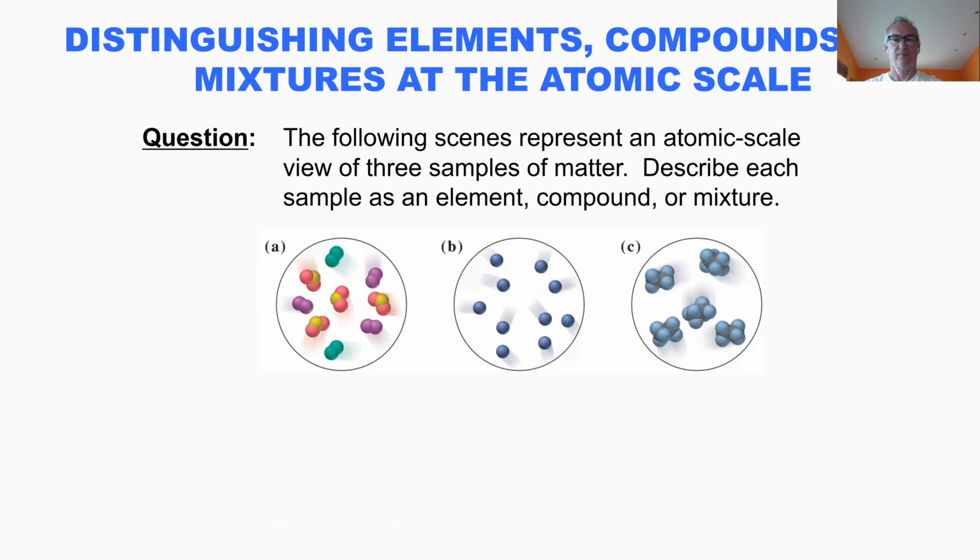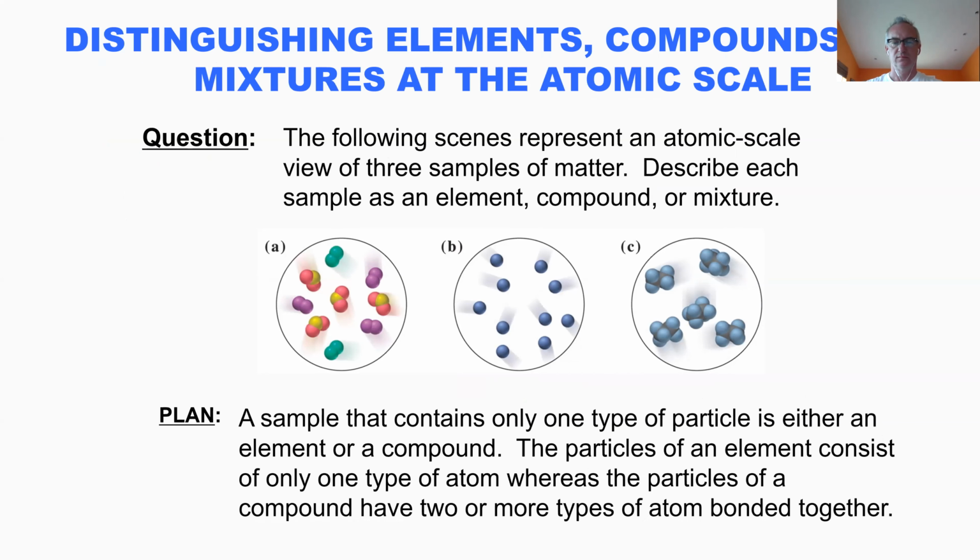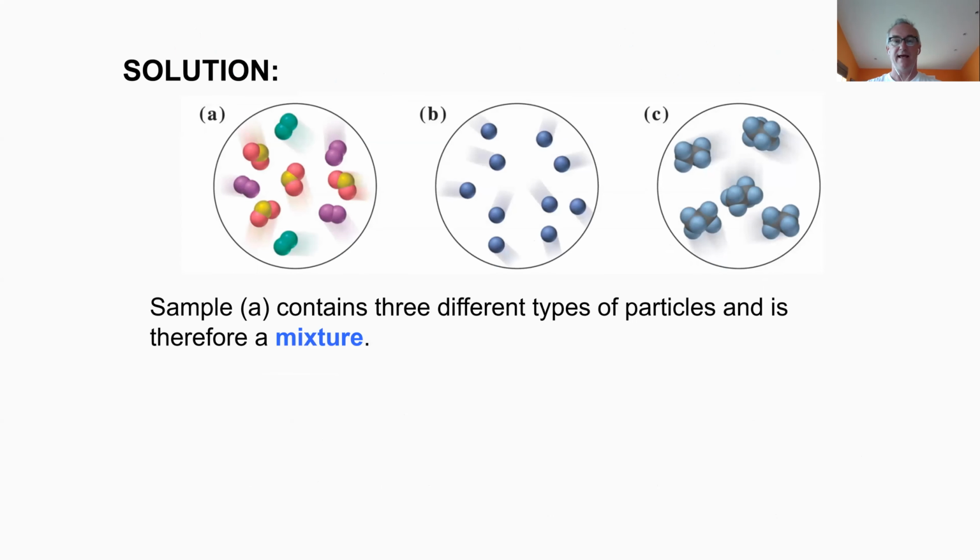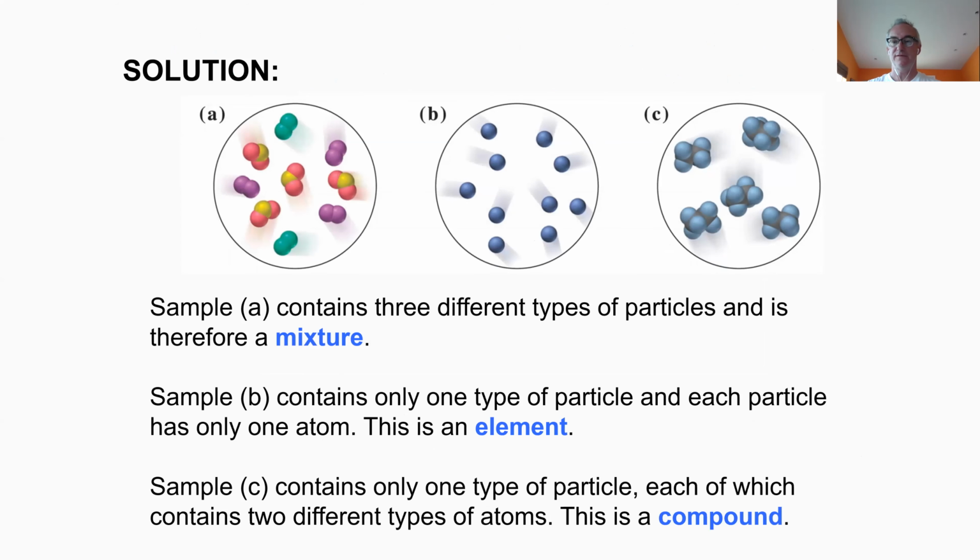Okay. So here we have three different things, A, B, and C. Which one is an element? Which one's a compound? Which one's a mixture? The second one is element. C is compound. A is mixture. Right. So if it only has one type of particle, it's either an element or a compound. A has more than one type of particle in there, so it's clearly a mixture. So A is a mixture, B is an element, C is a compound.